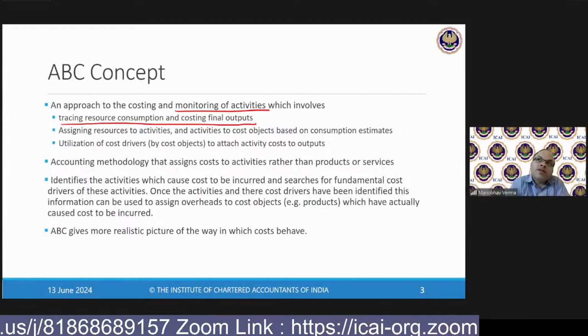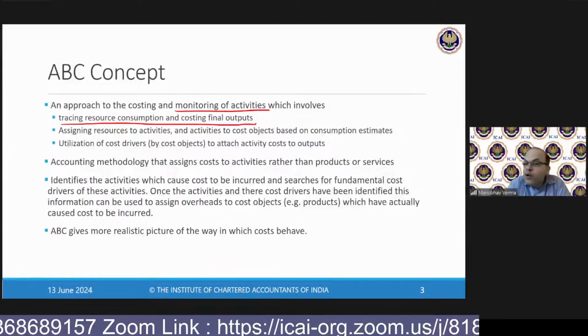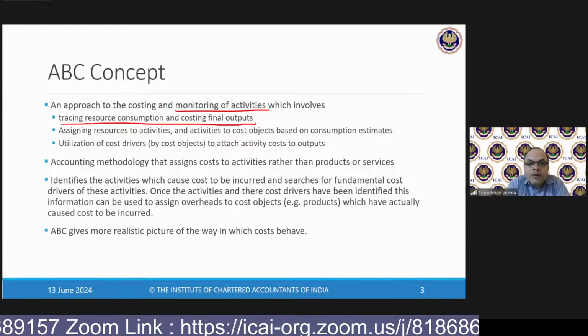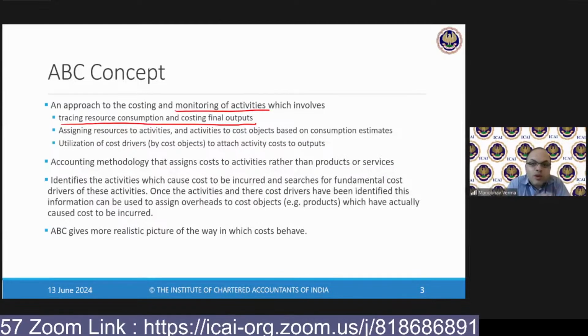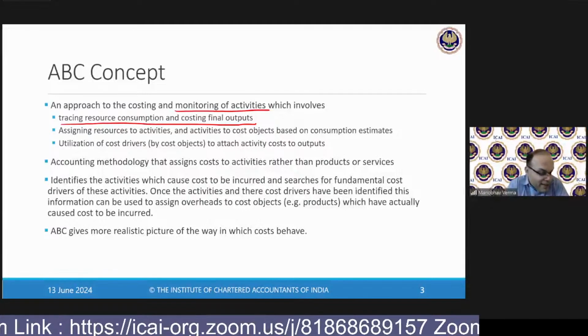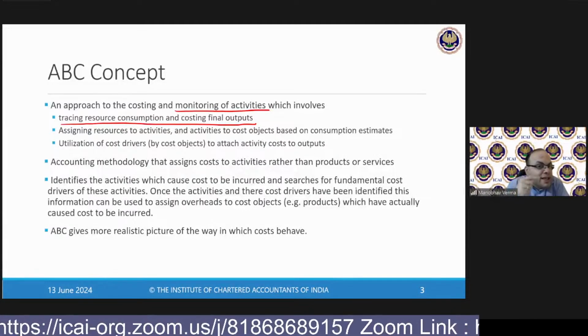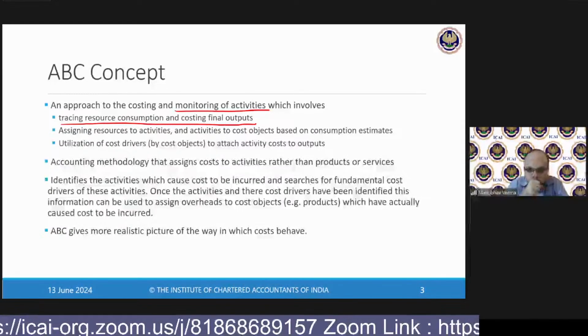What could be the cost driver for material handling? I think volume, weight of the raw material, right? The more the volume, the more will be handling. The heavier the material, the more will be the handling cost. So those are the things we will think about, guys, and we will look at some examples also.